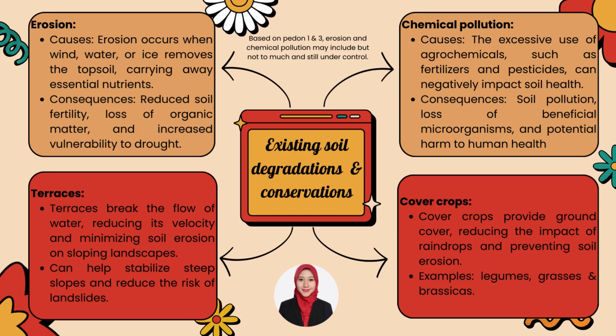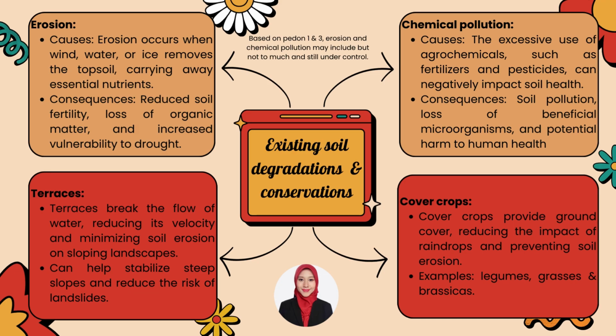Lastly, cover crops. Cover crops are crops grown not for harvest, but to cover and protect the soil during periods when the main cash crops are not actively growing. These crops are typically grown in between regular crop cycles. Cover crops provide ground cover, reducing the impact of raindrops and preventing soil erosion.